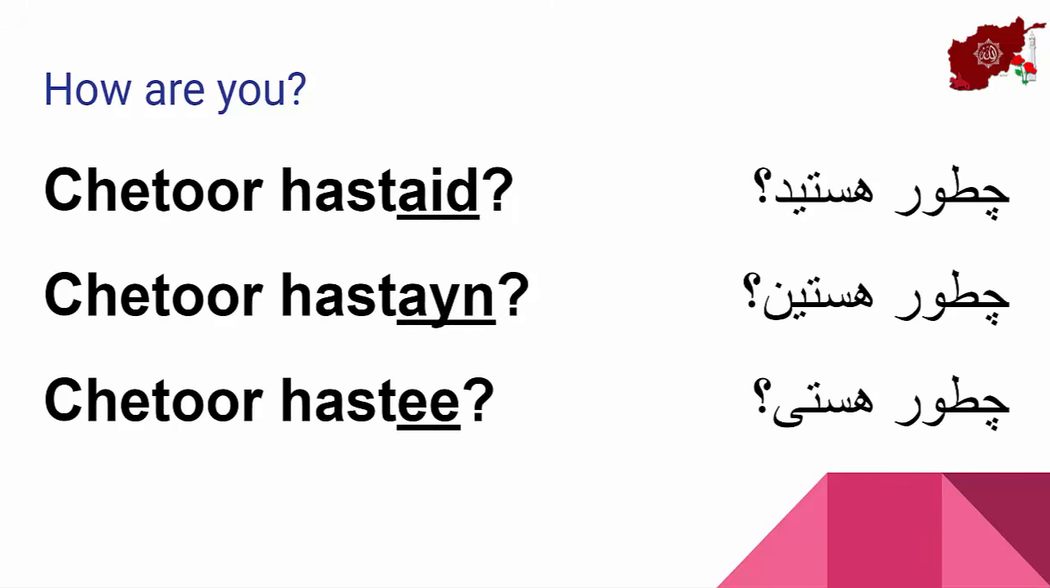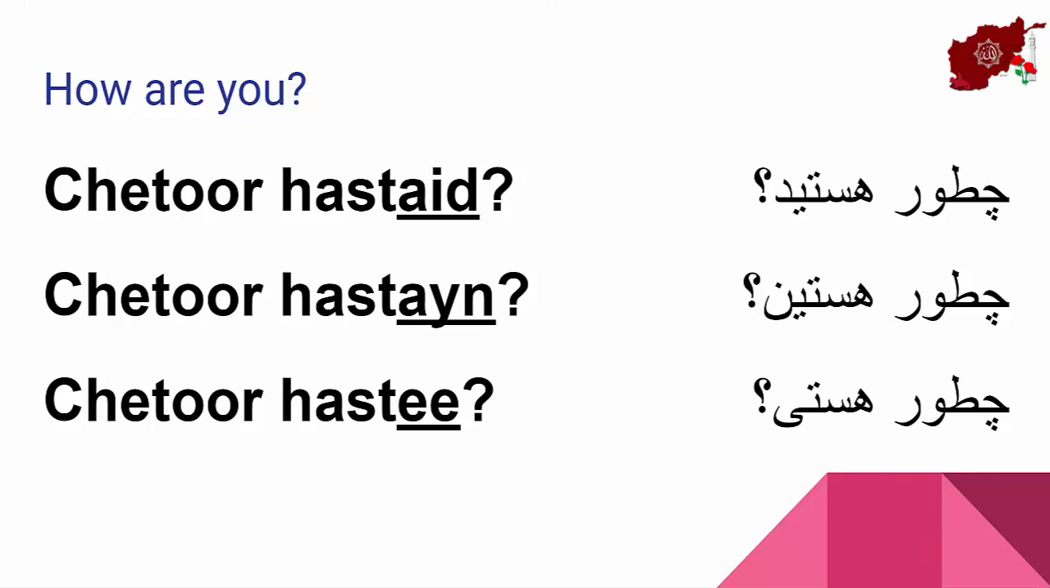All right, let's go over how are you again in all three forms. For anytime you are speaking or communicating with someone else, these special endings come into play. So it's good to know all three endings. The first one is again chator hasted, then chator hasten, then chator hasti. The E ending as in hasti is the informal. You would use it with close friends.